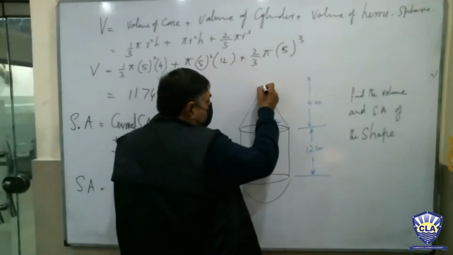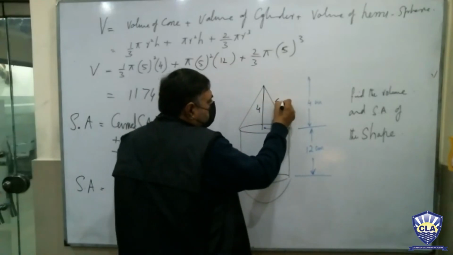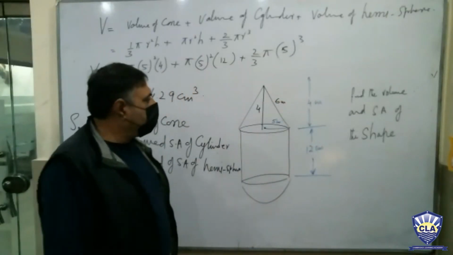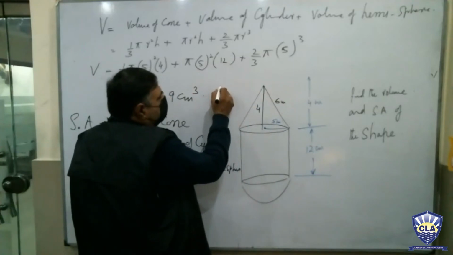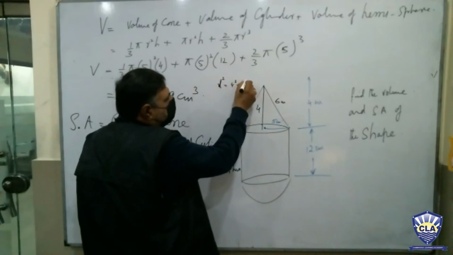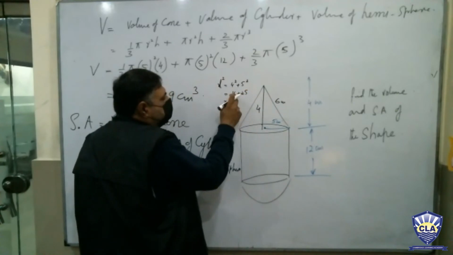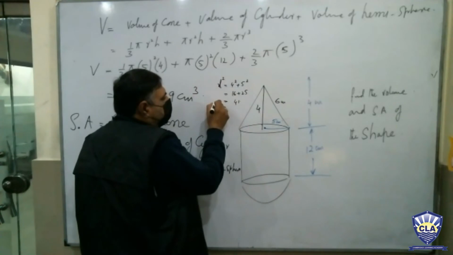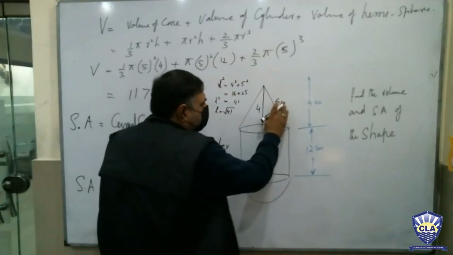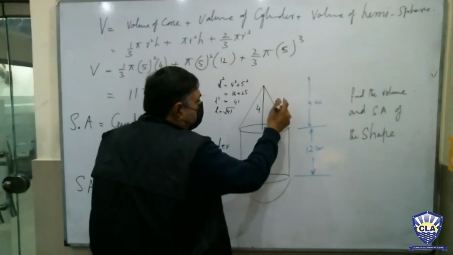We have to find the slant height. Slant height L square equals 4 square plus 5 square. 16 plus 25, 41. L square is 41, so L equals 6.4. 6.4 is the slant height.